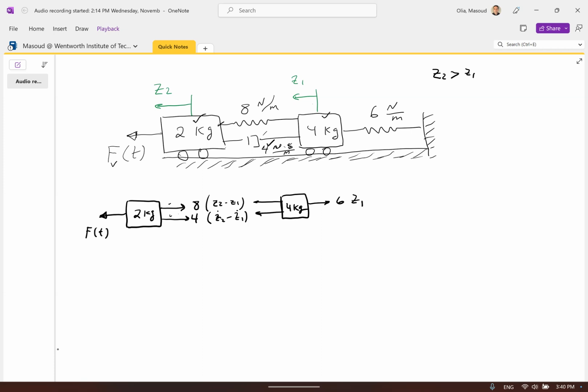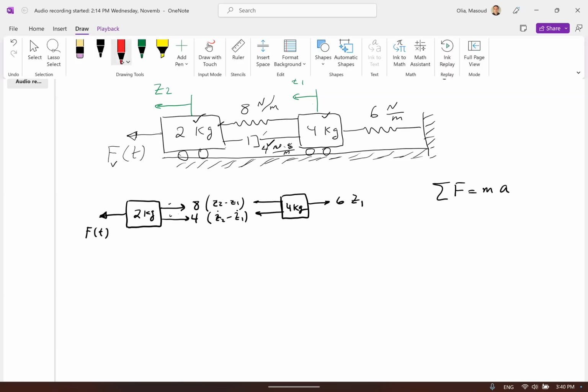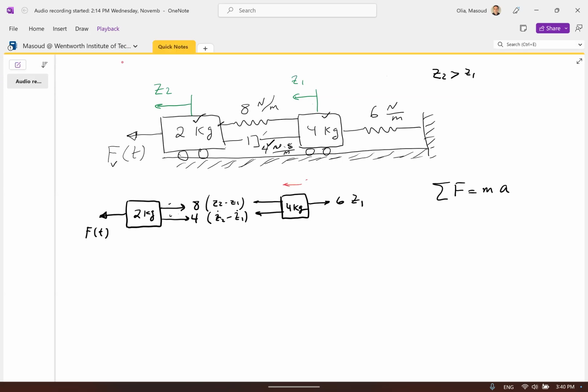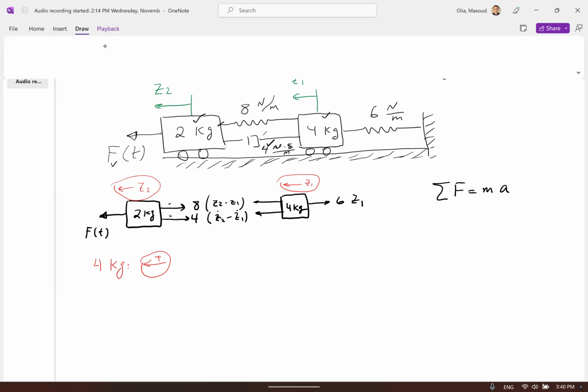All right, so now we're going to apply the equation of motion, F equals ma. Keep in mind that you have to pick the directions that are shown here. This is the positive direction, and this is the positive direction for Z2 here. I'm going to first look at the 4 kilogram mass, and I'm going to pick this direction to be positive.